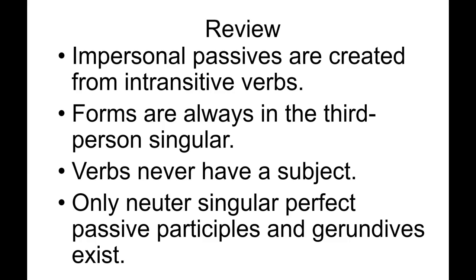Here's a quick review of some of the highlights. Impersonal passives are created from intransitive verbs, both verbs like currere that don't take a dative, and verbs like nocere that do. Forms are always in the third person singular. No matter who's being spared or persuaded, the verb form must be third singular. There's never a subject of these verbs, no nominative expressed ever. And finally, only neuter singular perfect passive participles and gerundives exist.